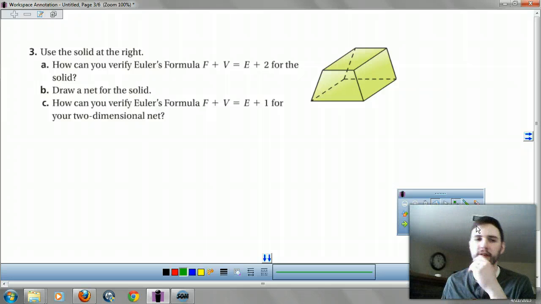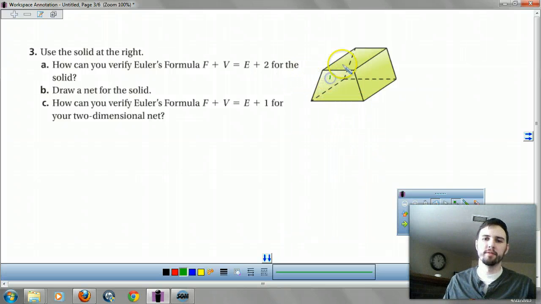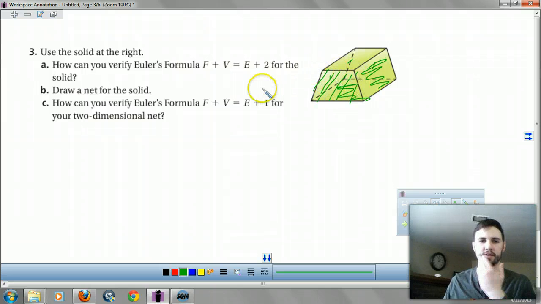How can I verify? Look at the right. Well, how many faces do I have? 1, 2, 3, 4, 5, 6. So I have 6 faces.